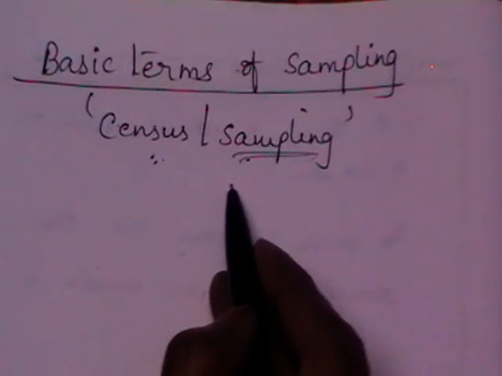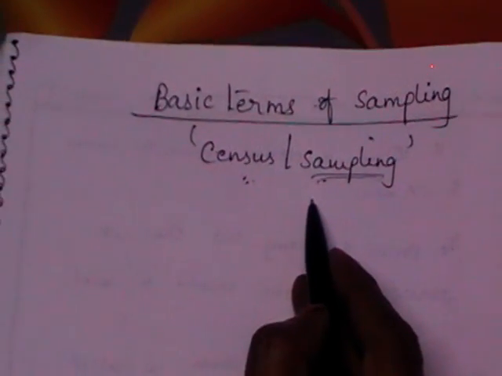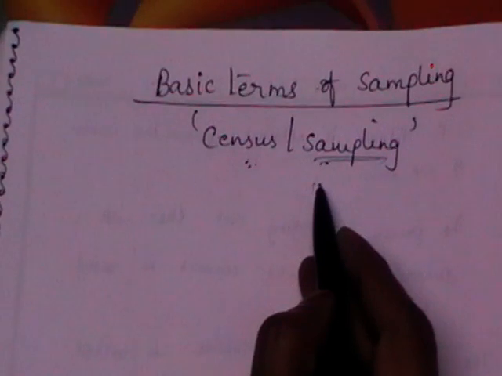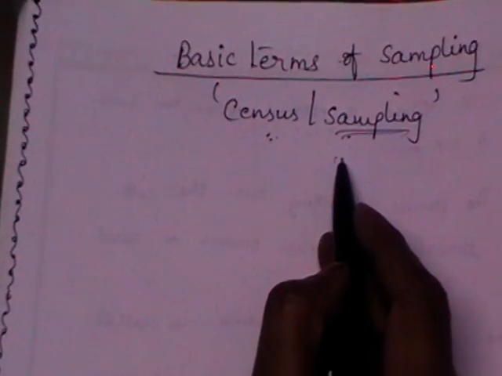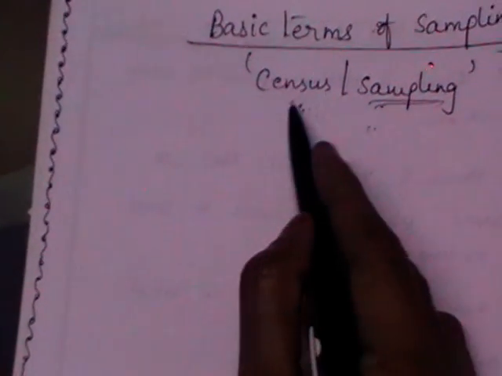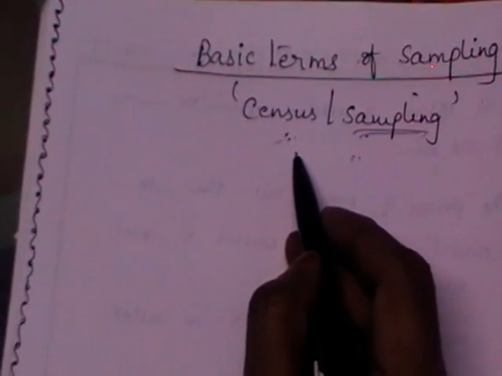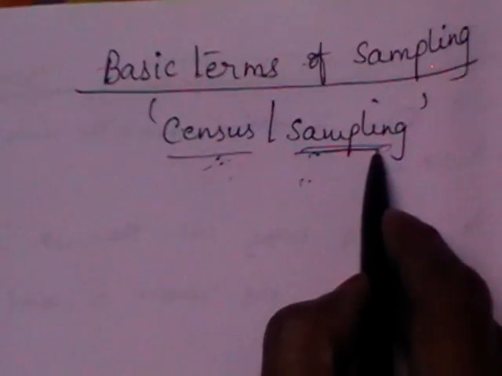The advantages of sampling are that it reduces time and cost. Even though we are only considering a subset of the population, it equally gives correct results as a census. So depending upon our study, in some cases we go for census, in some cases we go for sampling.